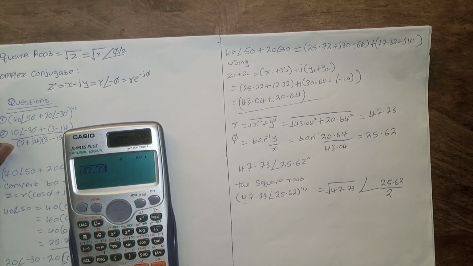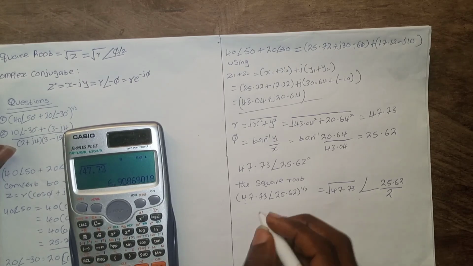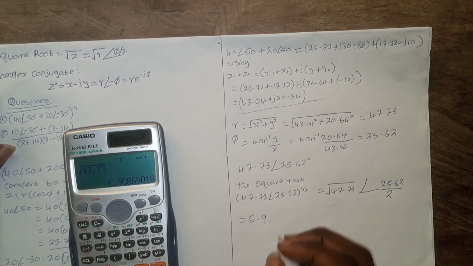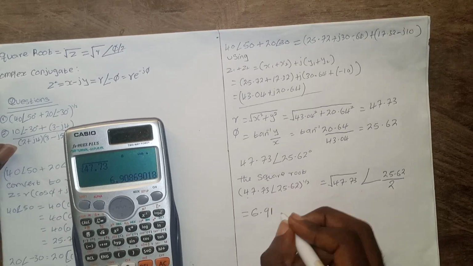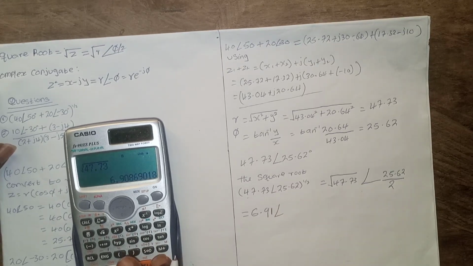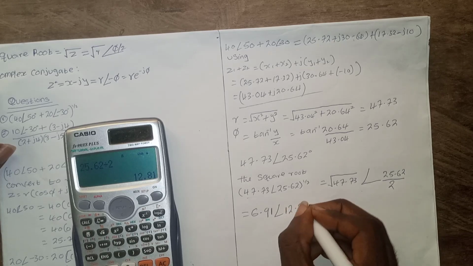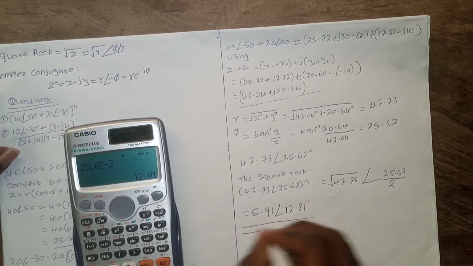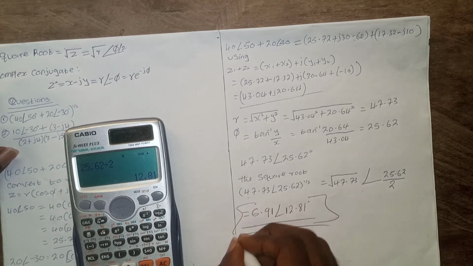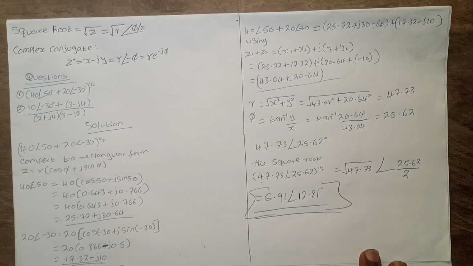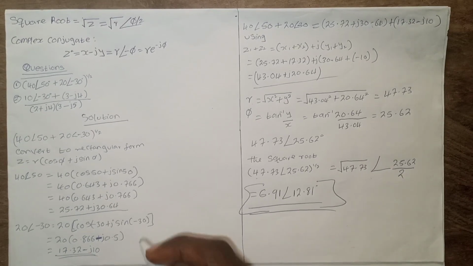The square root of 47.73 will be 6.91 approximately. Then if you divide this one by 2, that is 25.62 divided by 2, that is 12.81. So this is our answer. So this is the answer, and this is the question.